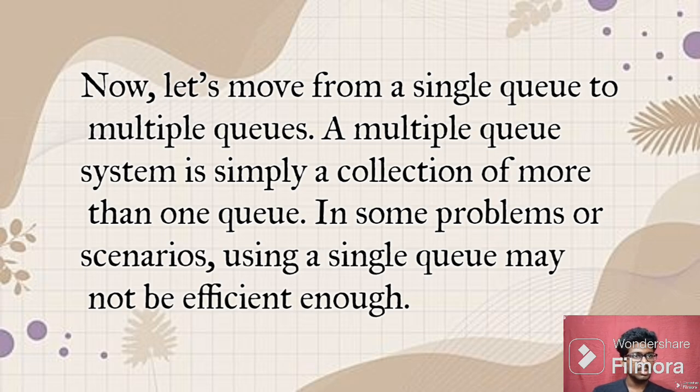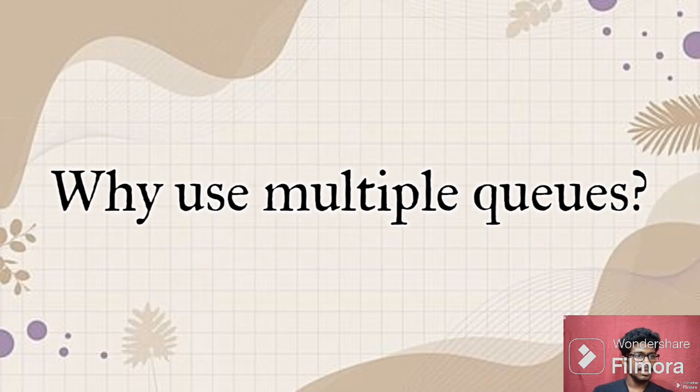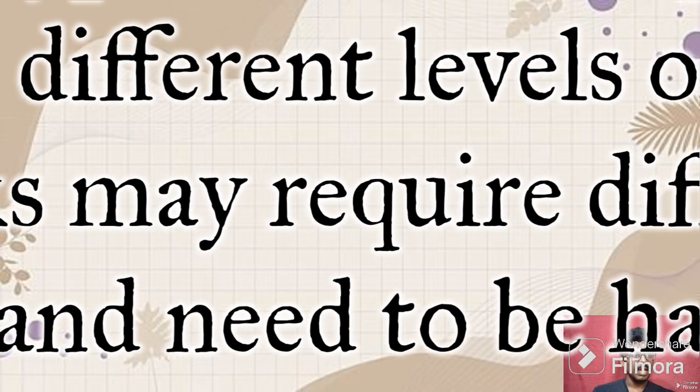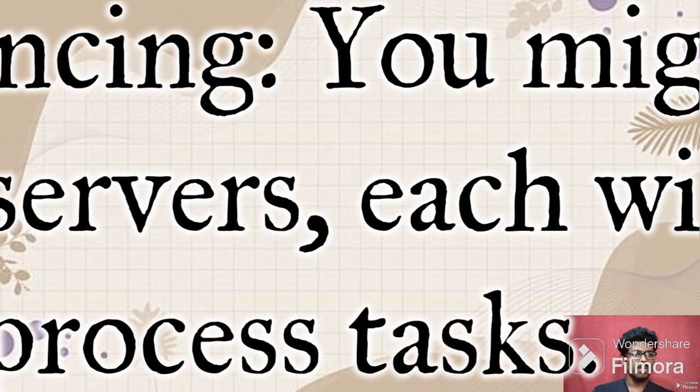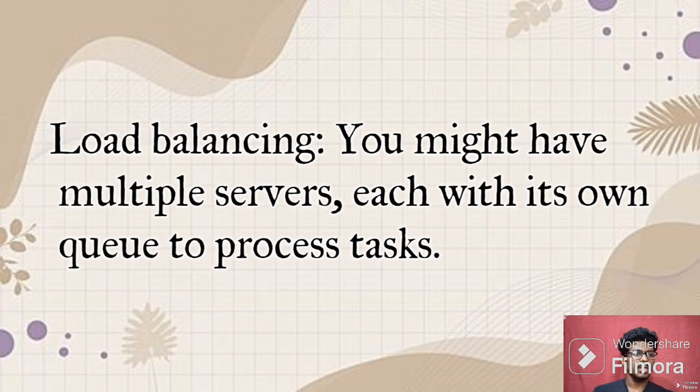In some problems or scenarios, using a single queue may not be efficient enough. Why use multiple queues? Different types of tasks or processes may need different levels of priority. Some tasks may require different resources and need to be handled by separate queues. Load balancing. You might have multiple servers, each with its own queue to process tasks.